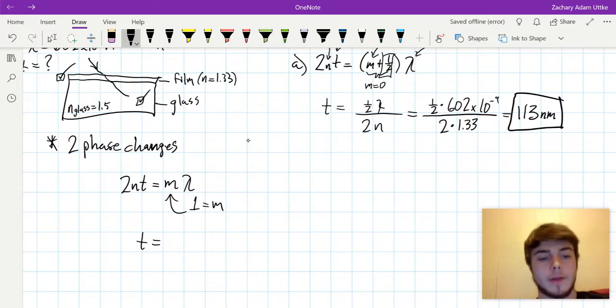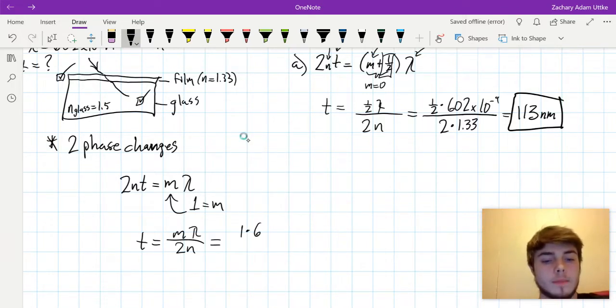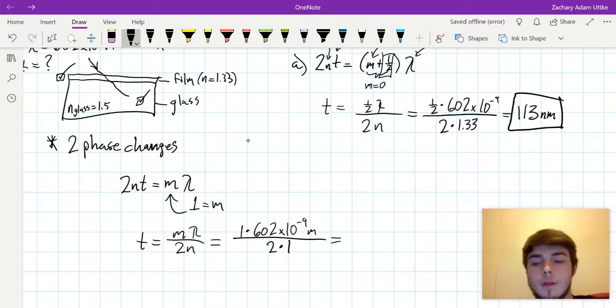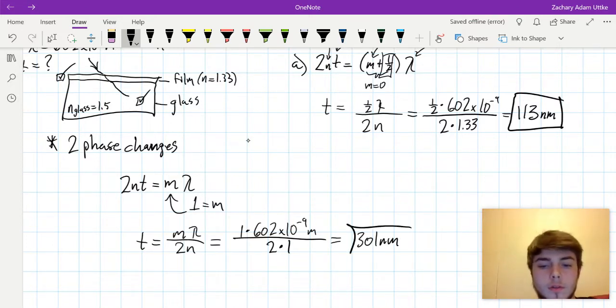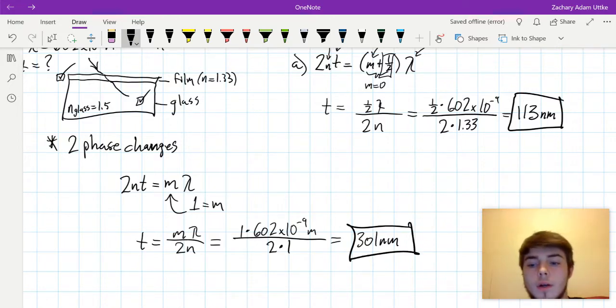So let's rearrange to find thickness. t equals m lambda divided by 2n. So 1 times 602 times 10 to the negative 9th meters divided by 2 times 1.33. Okay, so we get 301 nanometers.